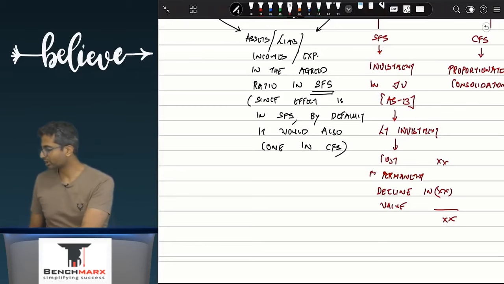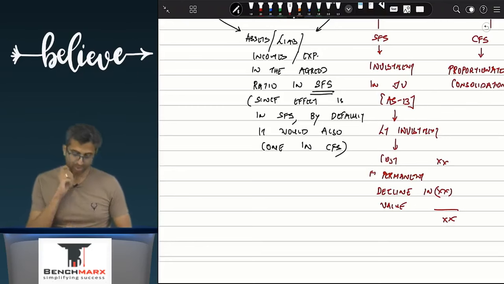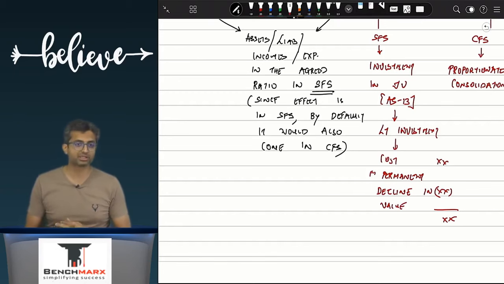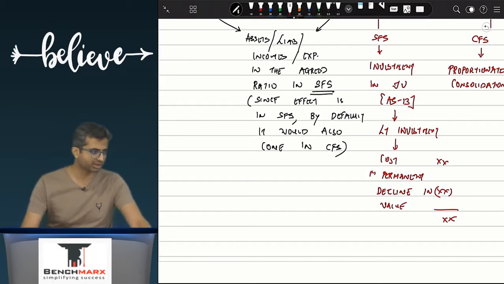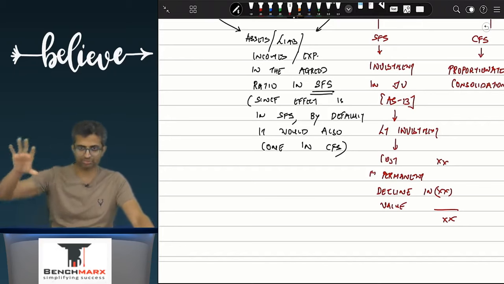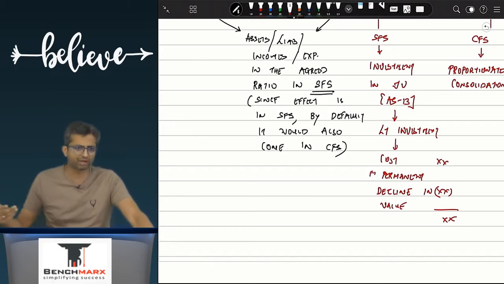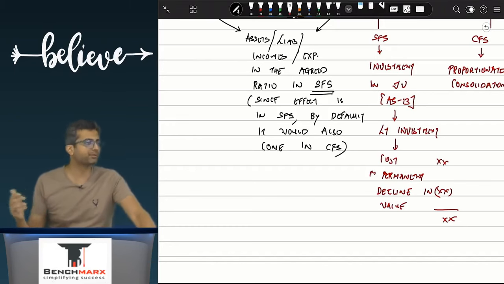So we were discussing proportionate consolidation having features similar to full consolidation. Like in full consolidation, 100% of assets and liabilities are consolidated. In proportionate consolidation, proportionate, pro rata, assets and liabilities are consolidated. So if Tata Starbucks India had various assets like building, machinery, plant, furniture, proportionately 50-50 or whatever is the agreed ratio will be consolidated.